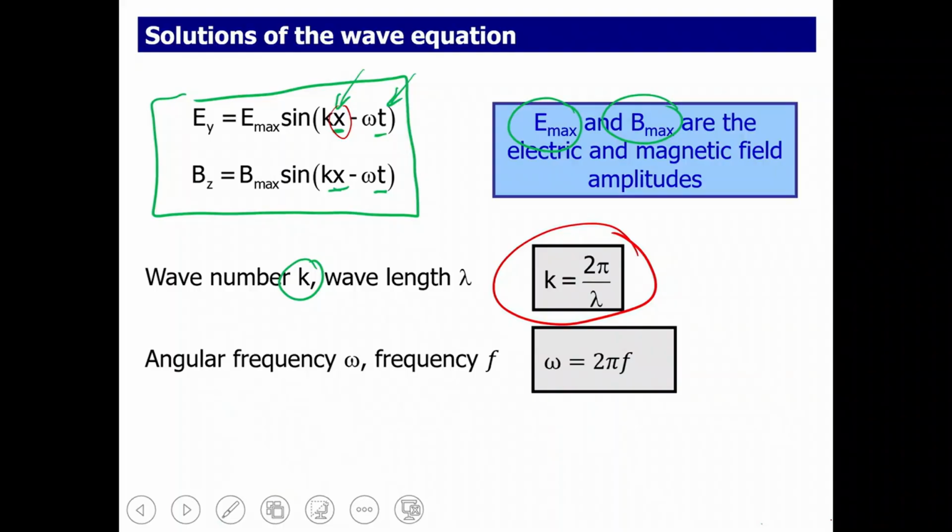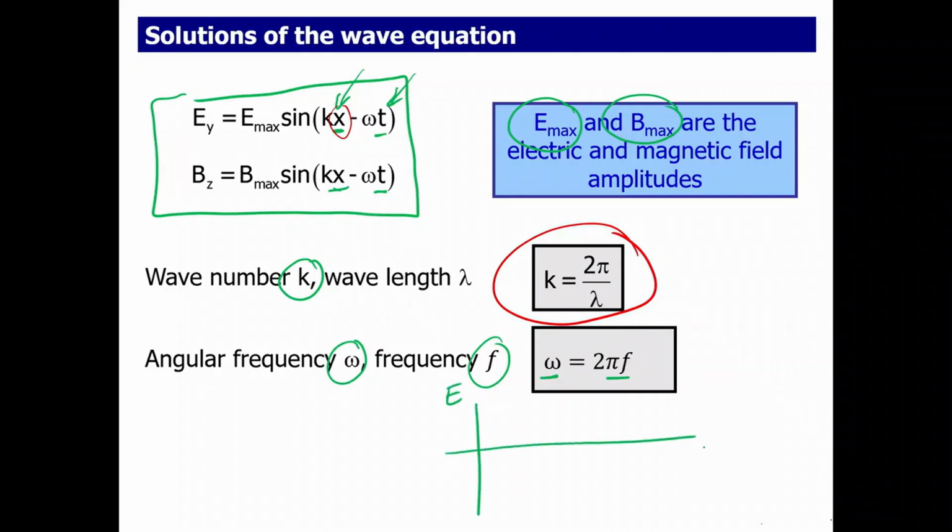Now, you have seen angular frequency and the frequency f before. These you would have seen in your oscillations, simple harmonic motion, mechanical waves, and so forth. So our angular frequency is 2 pi f. So when we once again look at our electric field equation, as it varies with time, you're going to get this kind of sinusoidal function, right? Over time as well, because it's going to oscillate sinusoidally in both time and space.